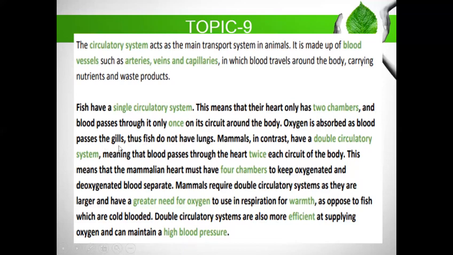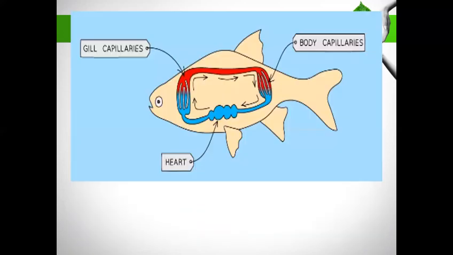So let me open the diagram so that you can understand very well. See, this is the single circuit circulation in fish. As you can see, the fish has only a two-chamber heart: one atrium and one ventricle. Whole body deoxygenated blood enters the heart, and from the heart it goes to the gills, where the exchange of gases takes place, and then this oxygenated blood is transported to different parts of the body.